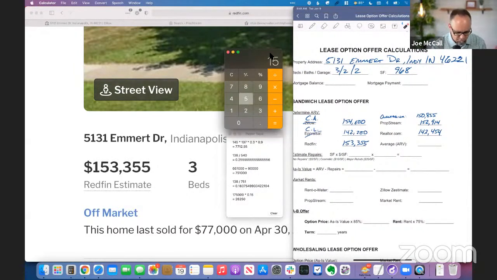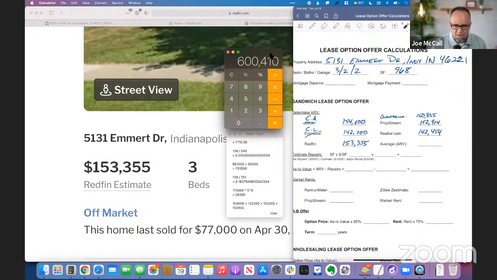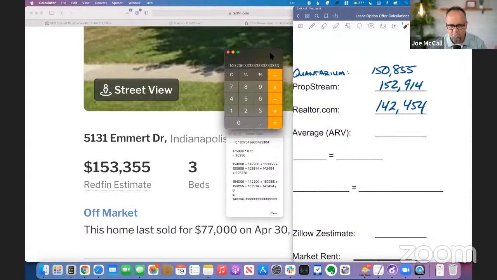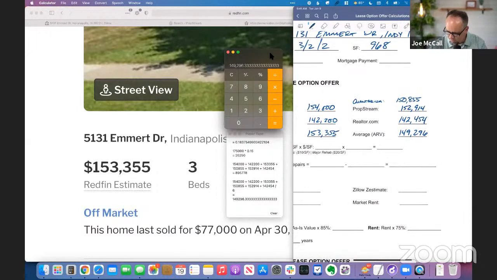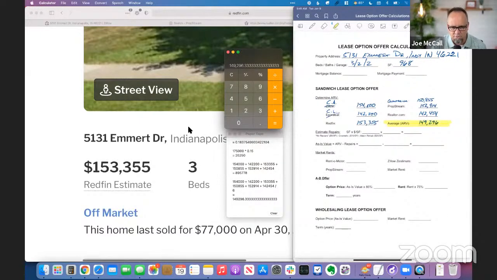All right. So now we've got 154 plus 142,200 plus 153,355 plus 150,855 plus 152,914 plus 142,454 equals, how do you do average? You divide it by whatever numbers you did, divided by 6. There you go. So our average now is going to be 149,296. That is the ARV that I'm going to go with. Okay, that's my after repair value that I'm going to go with.